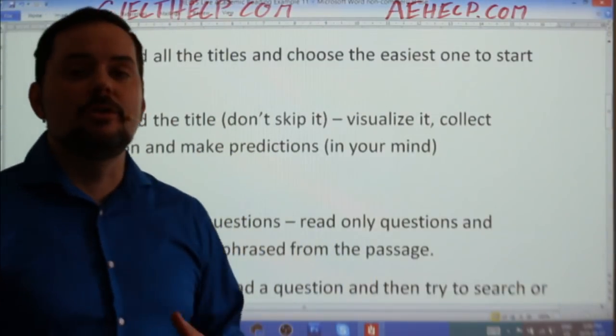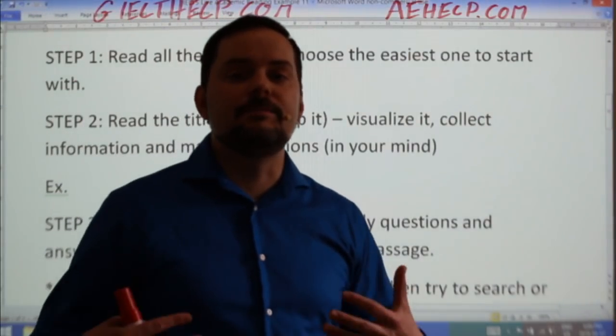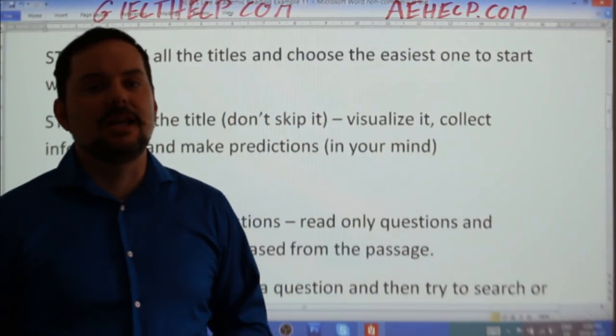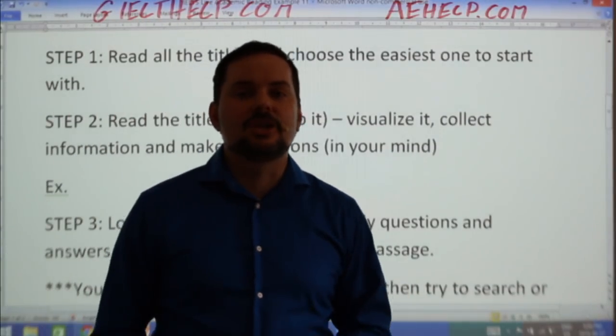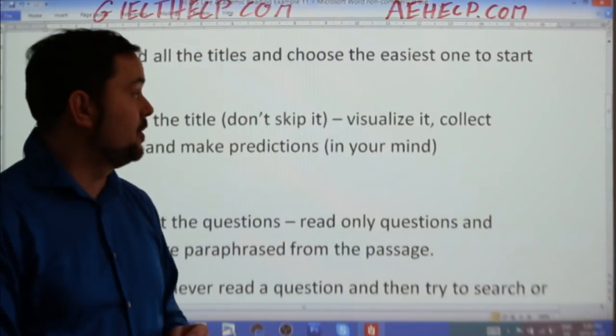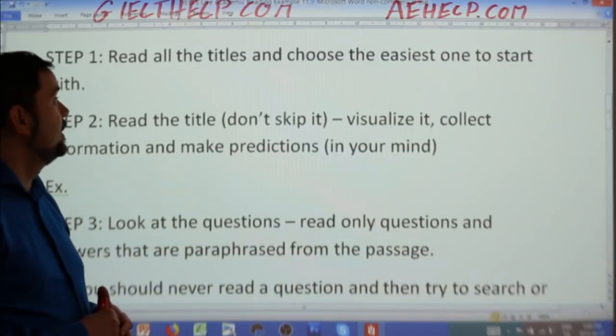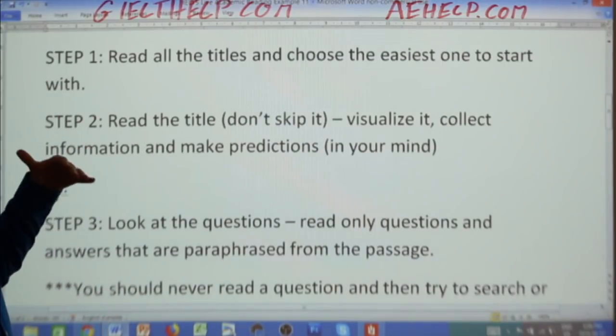In that time, you also want to take a couple of nice deep breaths, let go, and now you are getting into the reading section. So you open up the reading section of your exam. You're staying focused, you're staying calm, and you remember these steps.